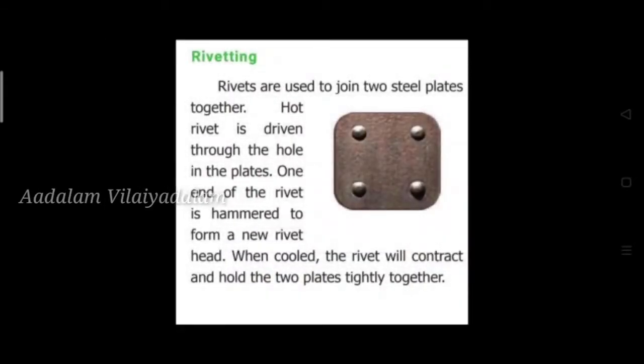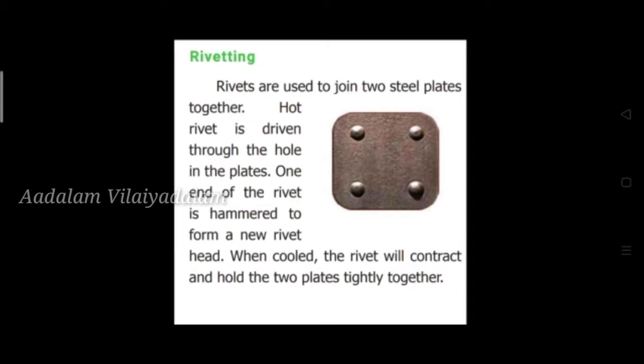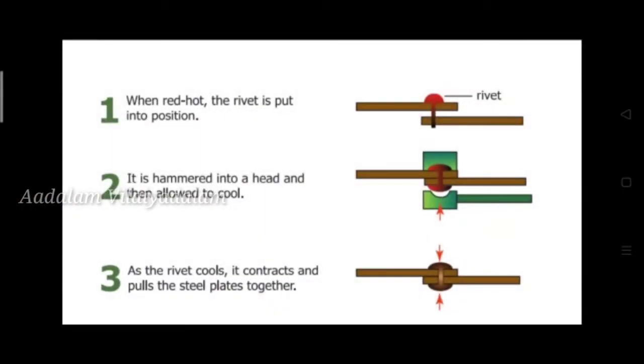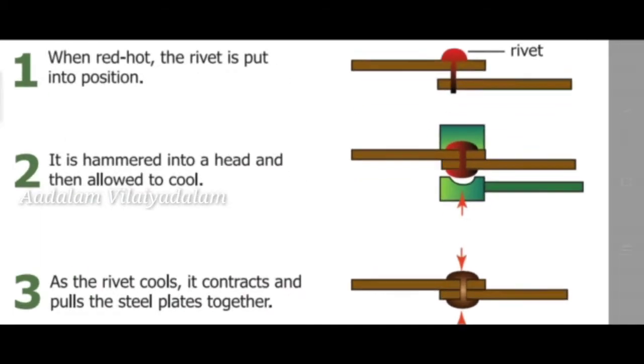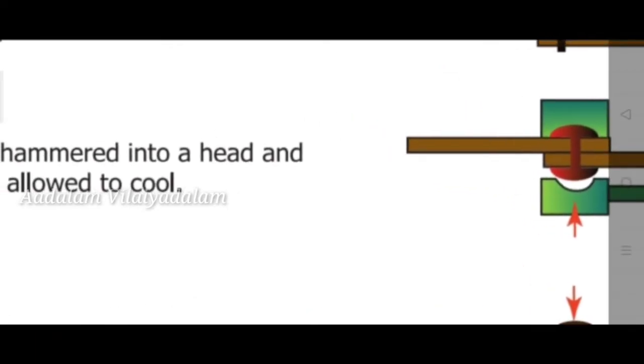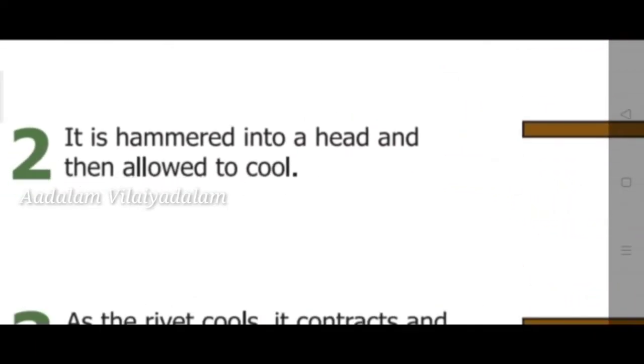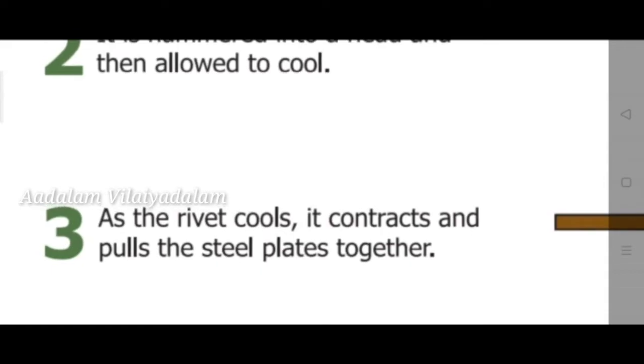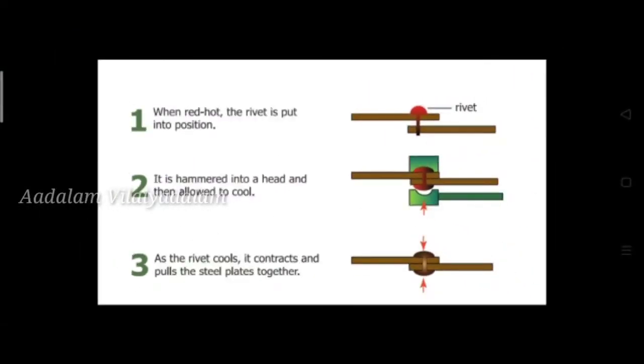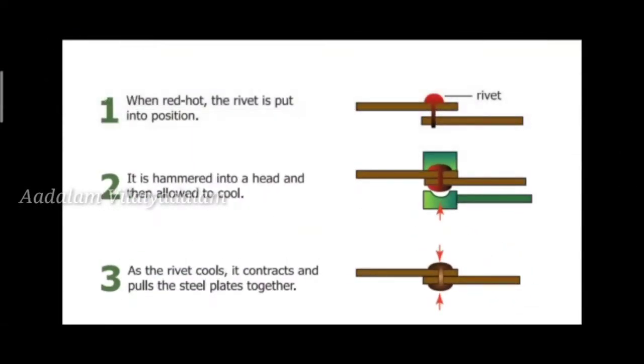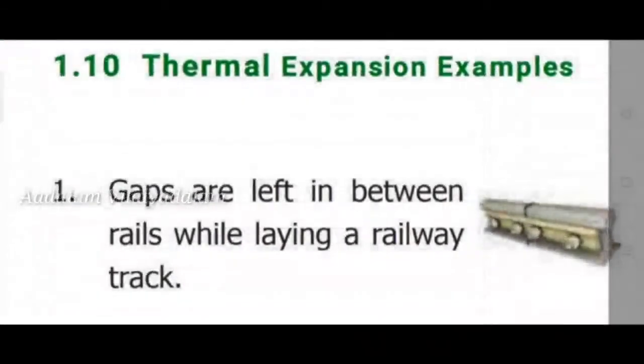Second use, riveting. Rivets are used to join two steel plates together. A hot rivet is driven through the hole in the plates. First, when red hot, the rivet is put into position and hammered into a head, and then allowed to cool. Third, as the rivet cools, it contracts and pulls the steel plates together. So this is the use of thermal expansion.